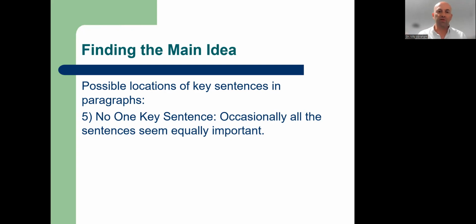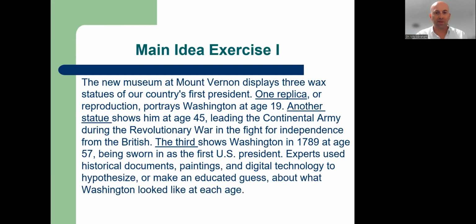And if you look through all the sentences, you'll see that there's really no key sentence, but rather just a lot of details and supporting information. Let's do an exercise. Look at this paragraph. Let's read it together. The new museum at Mount Vernon displays 3 wax statues of our country's first president.